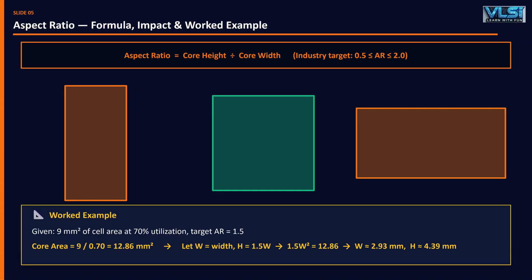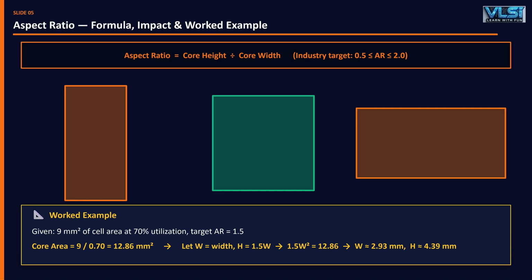That's exactly what happens with routing in chips. If your design is too tall, horizontal wires become long. If it's too wide, vertical wires become long. And long wires mean what? More delay, more power, more problems. That's why most designs try to stay close to a square shape.